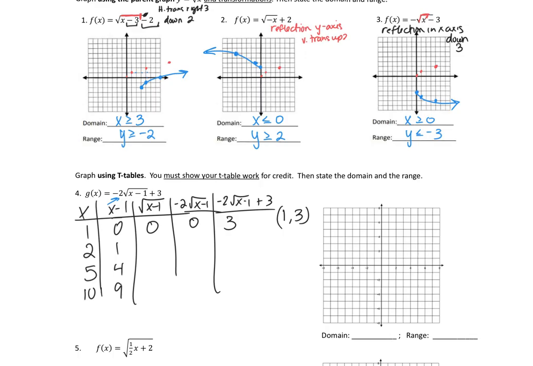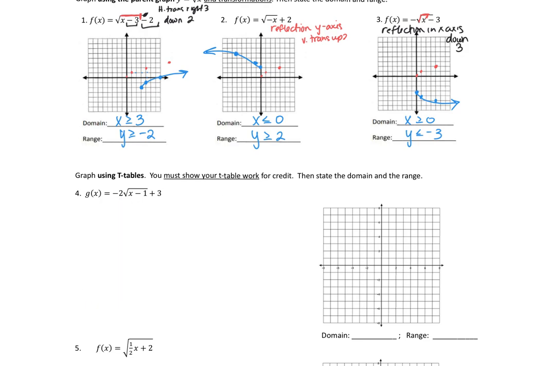Then if I plug in 2, 2 minus 1 is 1. The square root of 1 is 1. 1 times negative 2 is negative 2. And negative 2 plus 3 is 1. So my point is 2, 1. And then when I plug in 5, 5 minus 1 is 4. The square root of 4 is 2. 2 times negative 2 is negative 4. And negative 4 plus 3 is negative 1. So my point is 5, negative 1.